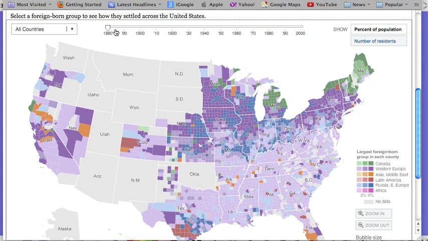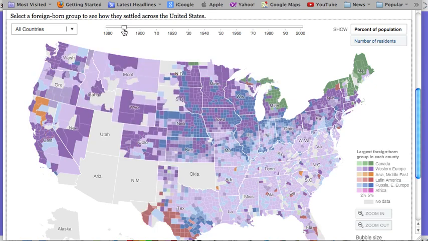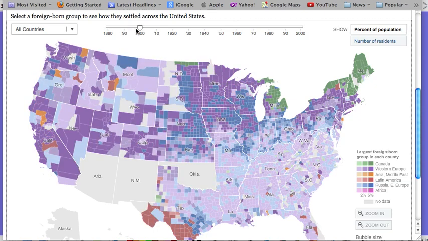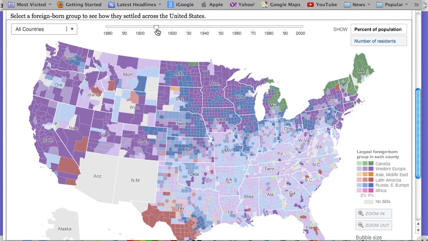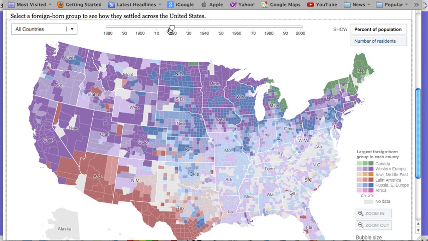And as you move here, still Western Europe, but now we're seeing a lot more blue, which would be the Russia and Eastern Europe. So you see an increased population in your Eastern European immigrants. And then as you move through, still mostly Europeans, you see a few Latin Americans in the Southwest. And then 1920, again, a little bit more.